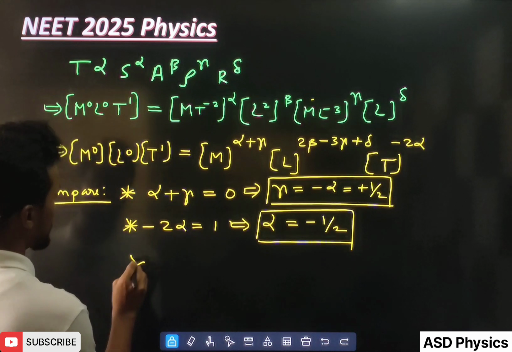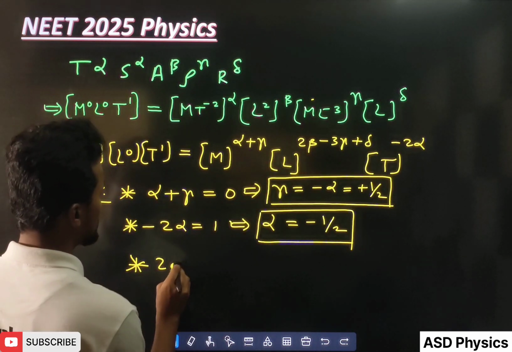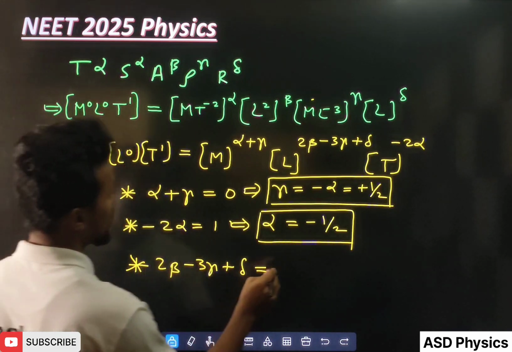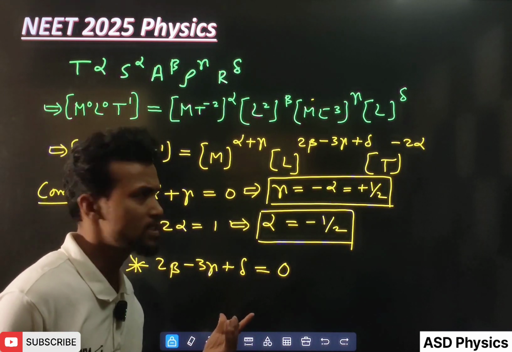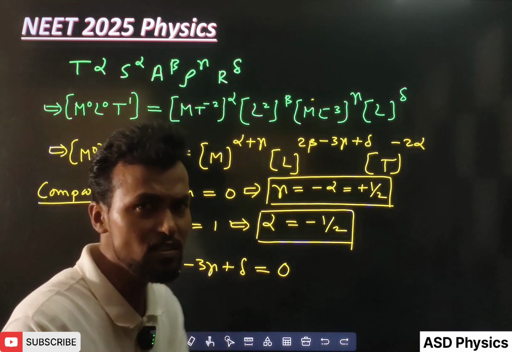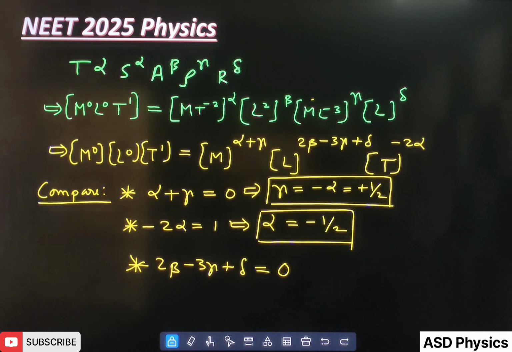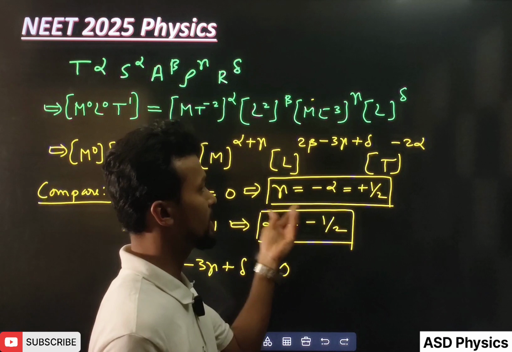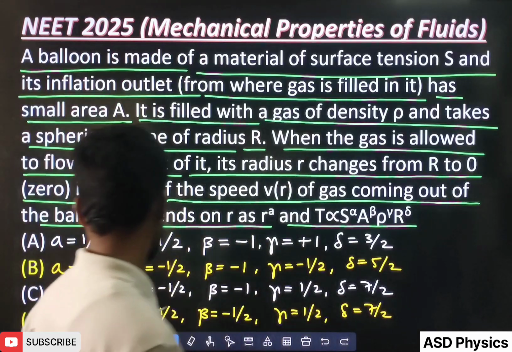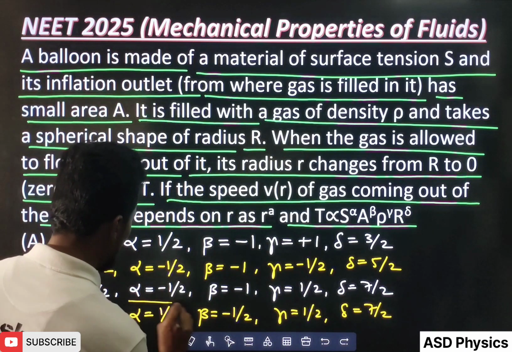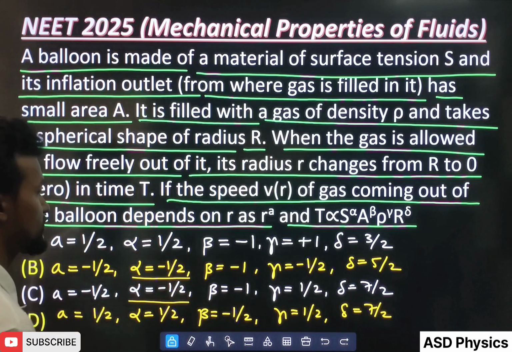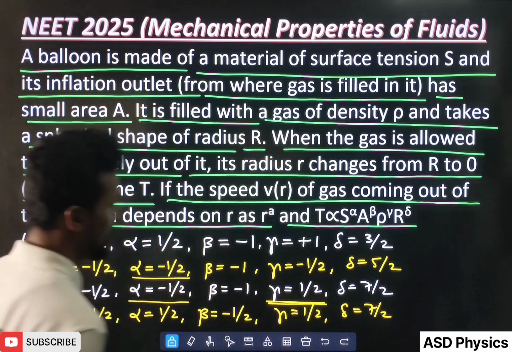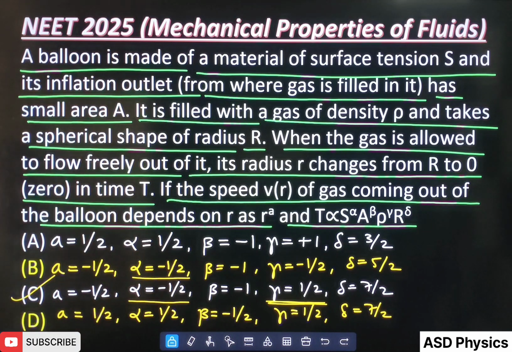And one more equation you can write here, you can see this is 2 beta minus 3 gamma plus delta, coefficient of L, and here it is 0. But this equation we cannot simplify, this value we know now, we have to just eliminate the answers in options. Remember that here alpha is minus half and gamma is plus half. So where it is coming here, alpha is minus half coming here, alpha is minus half coming here, and gamma is plus half. So you can see very well the gamma is plus half here only. Okay, that means the correct option is option C.